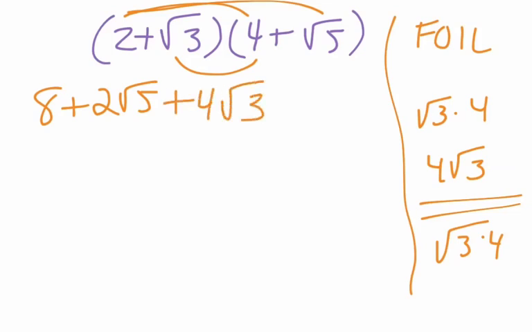So we're going to write it as 4 root 3. And then root 3 times root 5 is just the square root of 3 times 5, which is 15. And that's literally all you can do with this problem at this point. There are binomial radical expressions where you might need to do more, but that's literally all there is to it.